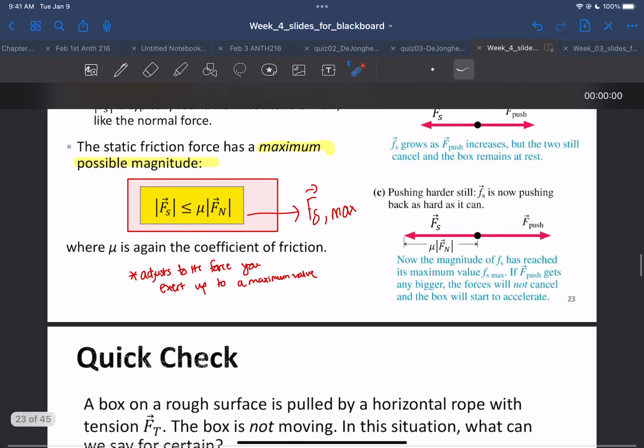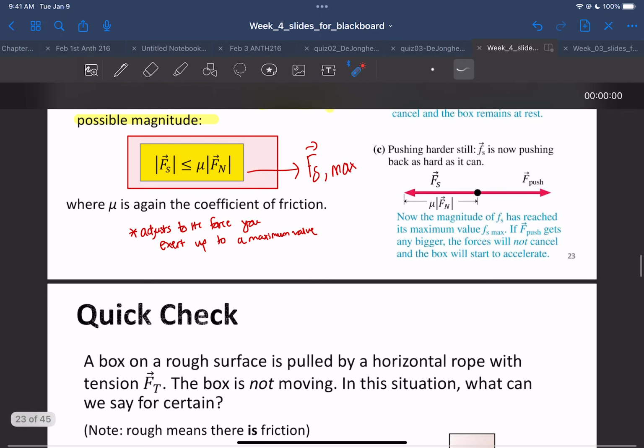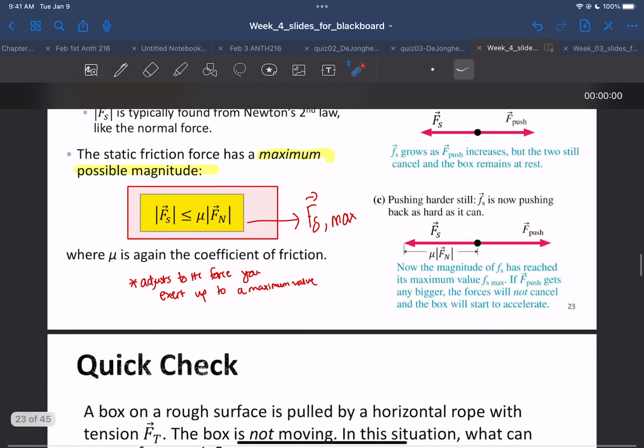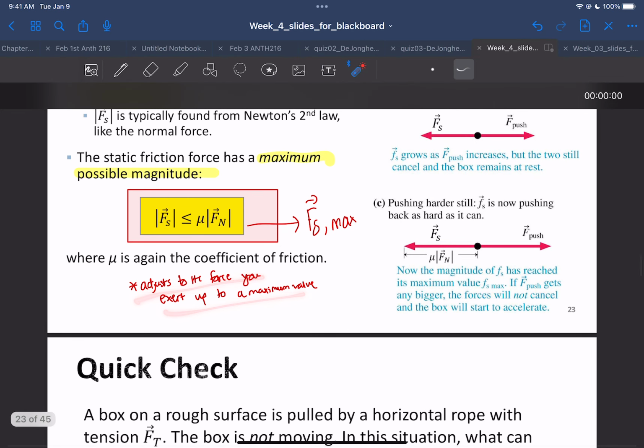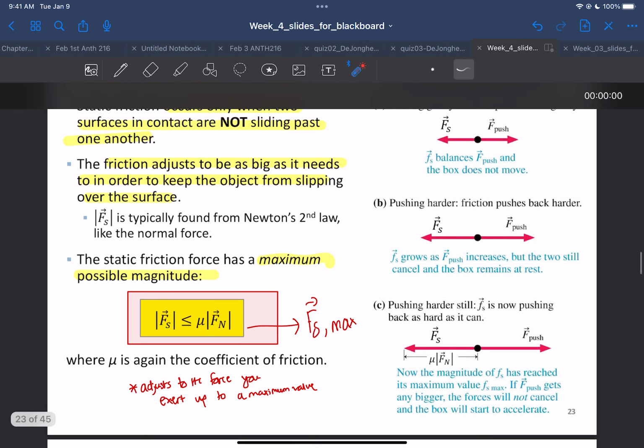But that's the idea of static friction force there. Make sense so far? And it adjusts to the force you exert up to a specific maximum value equal to mu times Fn. All right, awesome.